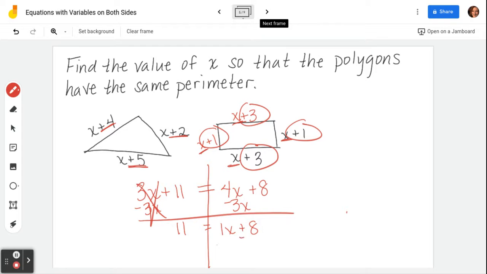The opposite of adding 8 is subtracting 8. You always want to get rid of what's with the variable but not touching it. That's why I was getting rid of the 8 and not the 11. 11 minus 8 is 3 equals 1x. 1x is the same thing as x. So x has to be 3 for those perimeters to match.